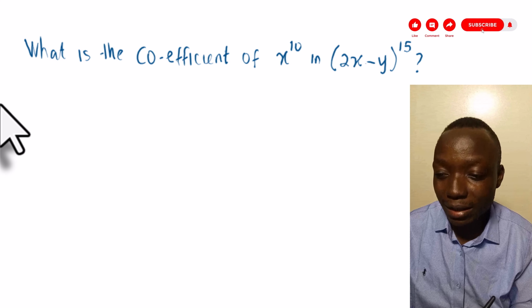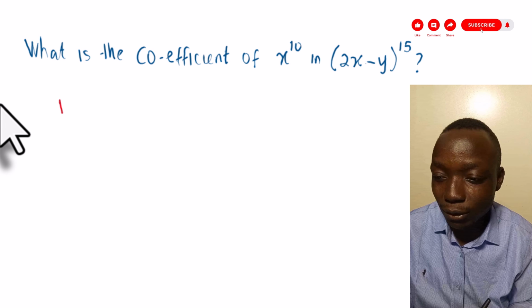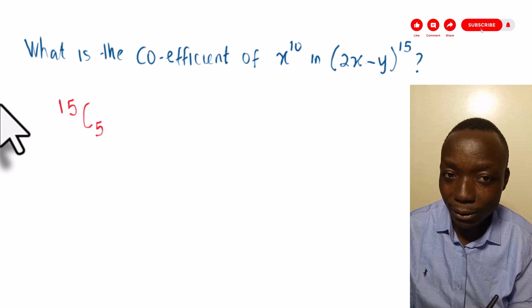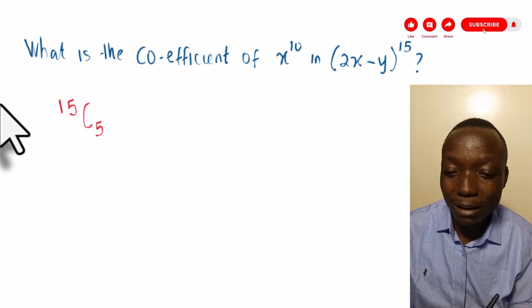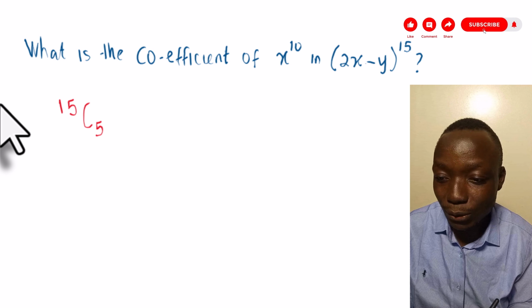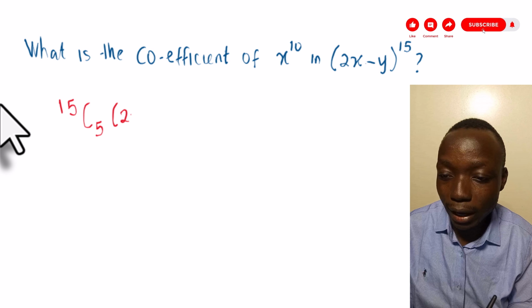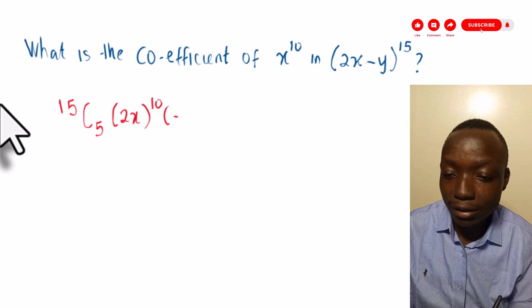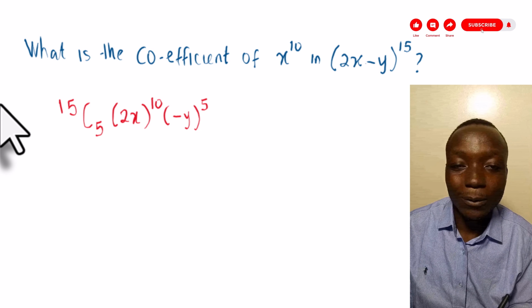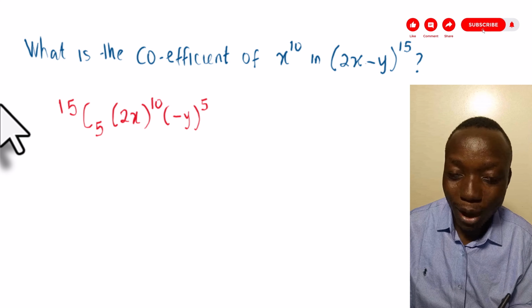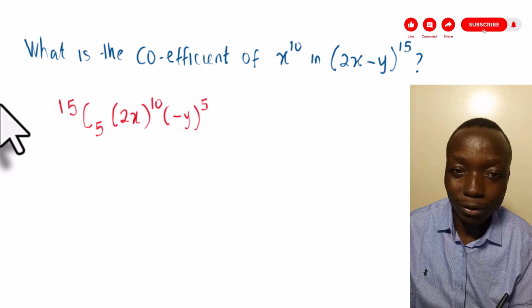And how do you write the 6th term of this expansion? It's going to be 15 combination 5. Remember, we started from 0, from 15 combination 0, combination 1, combination 5 is the 6th term. So this will be 2x raised to power 10 and minus y raised to power 5. So this is how we're going to get the coefficient of x raised to power 10.